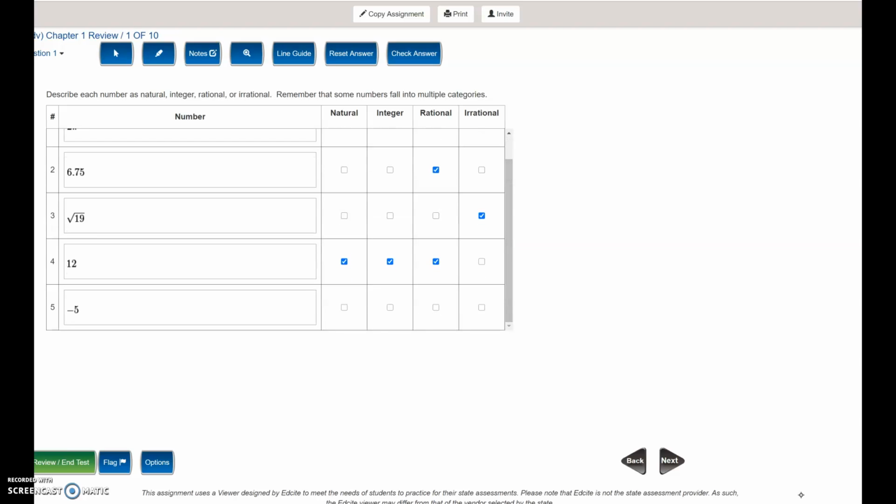And our last number, -5. Natural numbers can't be negative, but integers can be negative, and that makes it also a rational number.